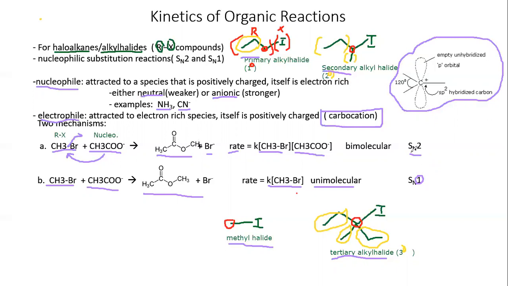SN2 means substitution of a nucleophile, 2 means the rate determining step is a bimolecular step. Now you may ask, how do we know whether it's going to be SN1 or SN2? We're going to talk about that in just a moment. But let me show you the mechanism between the two, just to give you a prequel of what's to come. So let me erase all these markings.